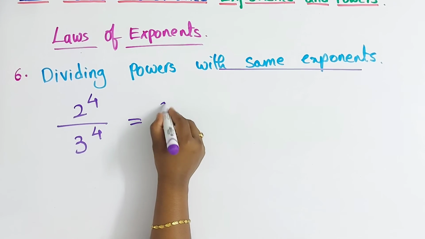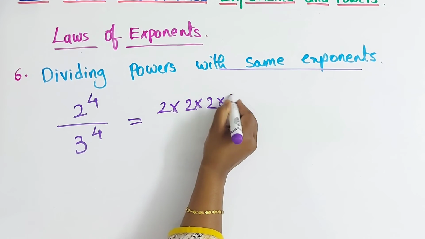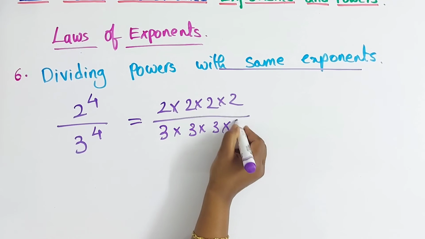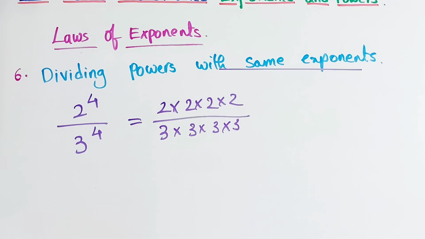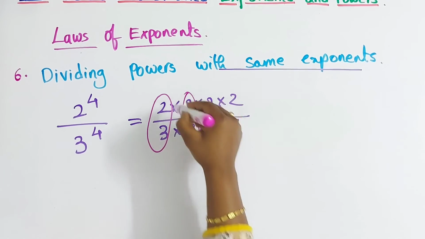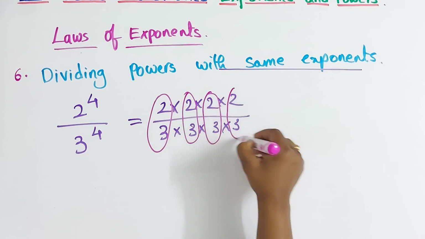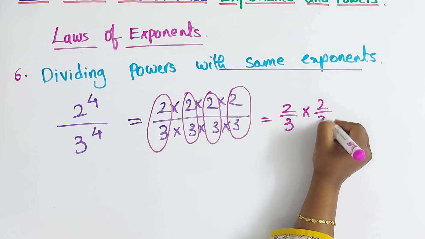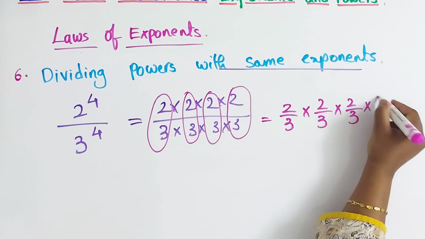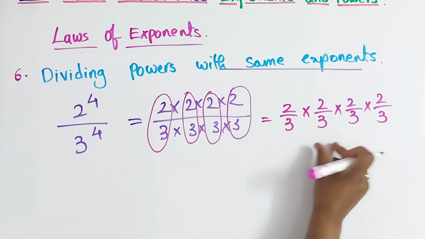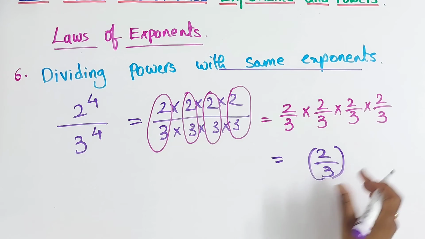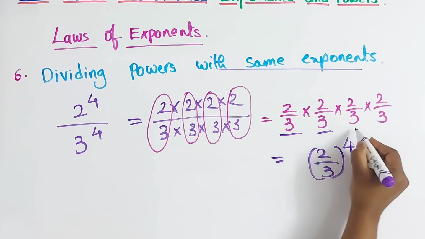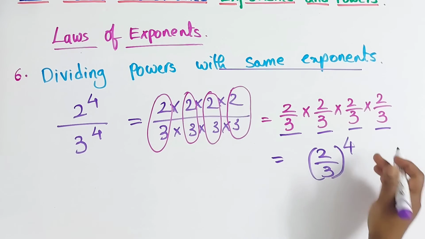2 raised to the power of 4, that means 2 into 2 into 2 into 2. And here 3 to the power of 4, 3 into 3 into 3 into 3. Now we will make this into pairs, children. 2 by 3 is one pair, this 2 by 3 one pair, this 2 by 3 one pair, and here also one more pair. So here we will write 2 by 3 into 2 by 3 into 2 by 3 into 2 by 3. Right. Here the same thing is repeating 4 times. This is equal to 2 by 3 to the power of 4. 4 times we are repeating the same thing. Right, children? 2 by 3 to the power of 4.